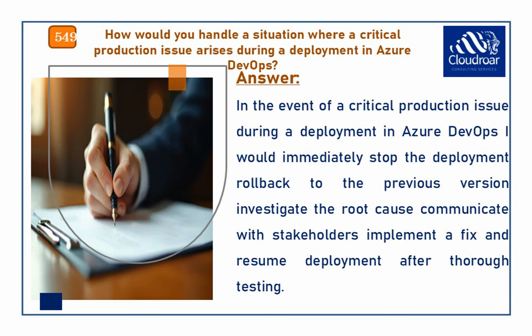Question 549. How would you handle a situation where a critical production issue arises during a deployment in Azure DevOps? In the event of a critical production issue during a deployment in Azure DevOps, I would immediately stop the deployment, roll back to the previous version, investigate the root cause, communicate with stakeholders, implement a fix, and resume deployment after thorough testing.